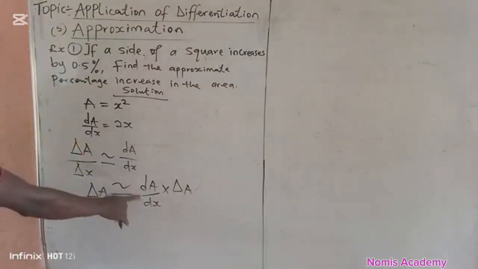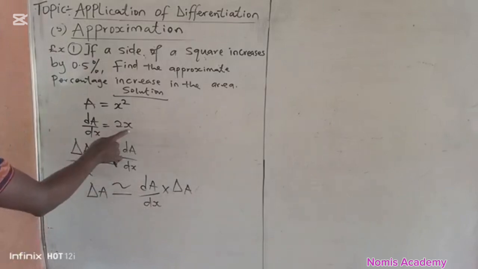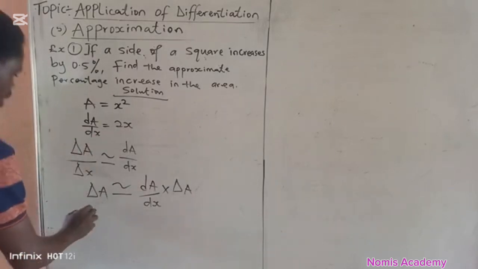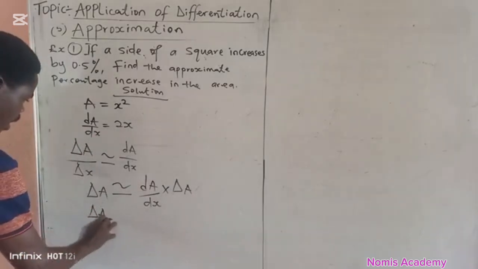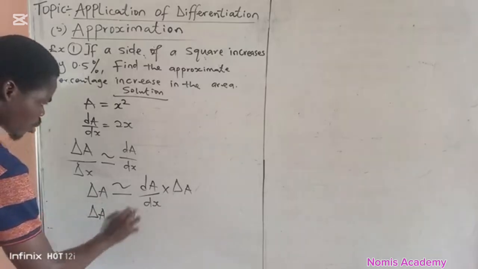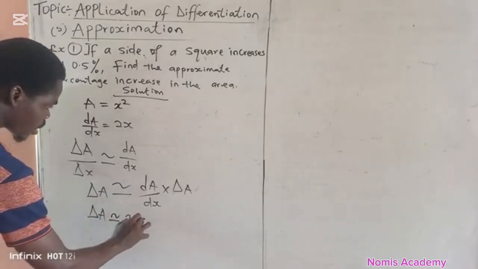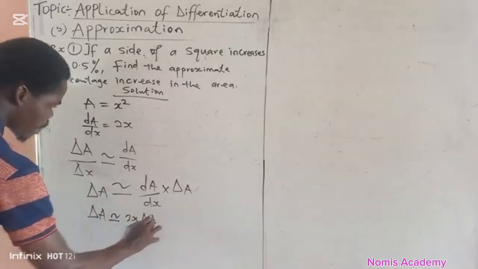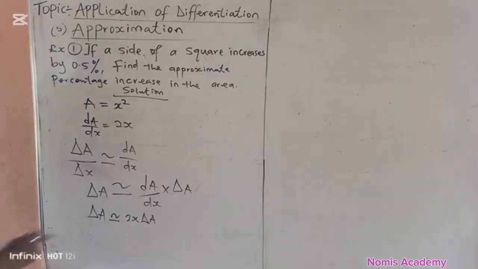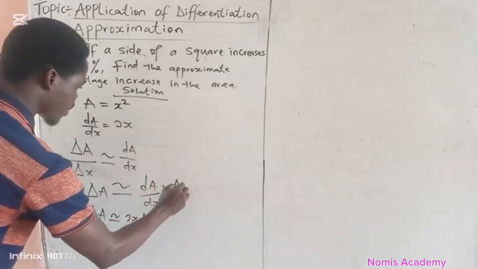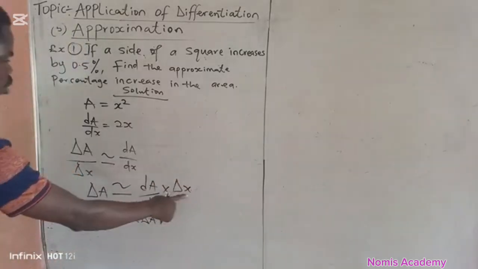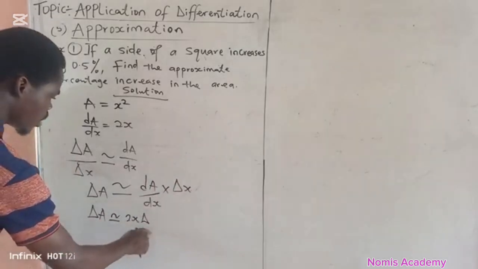Now we know our dA over dx to be 2x, so we can substitute that here. Then we have delta A approximately equal to 2x delta x. Sorry, this is the dx, not the dA. We cross multiply, so we have the delta x.